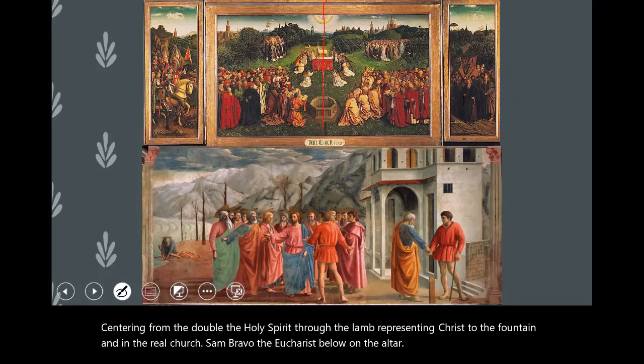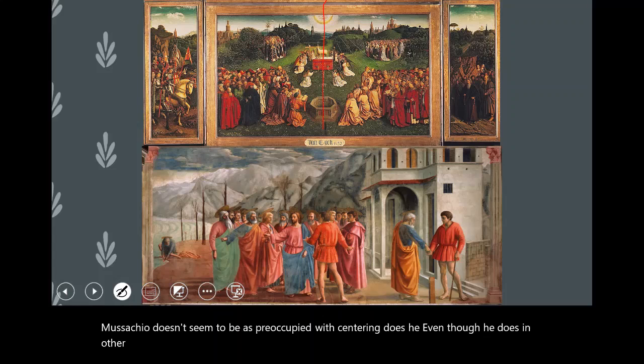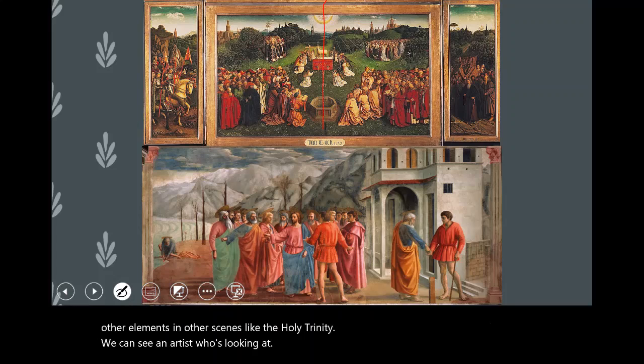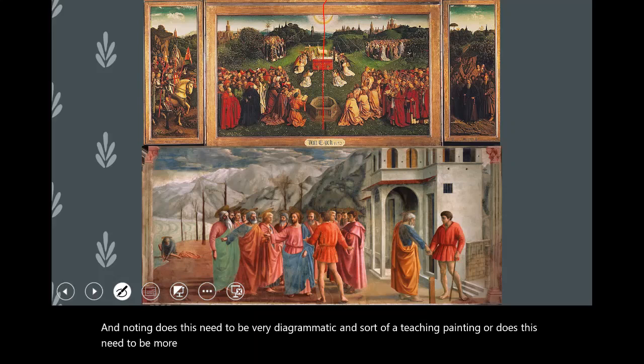Masaccio doesn't seem to be as preoccupied with centering, does he? Even though he does in other elements, in other scenes like the Holy Trinity. We can see an artist who's looking at parts of the story, parts of scripture, and noting, does this need to be very diagrammatic and a sort of teaching painting? Or does this need to be more conversational and natural? Rather like one of Jesus's parables, if you're at all familiar.